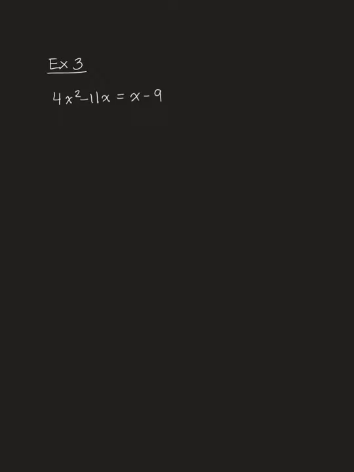Alright, let's look at this last one. We have 4x squared minus 11x is equal to x minus 9. Again, we want to get this equal to 0, so I'm going to subtract x and add 9 to both sides. So I would get 4x squared minus 12x plus 9 is equal to 0. So then I need to factor this. I don't have a greatest common factor, so I need to use the berry box method. I will show you the berry.